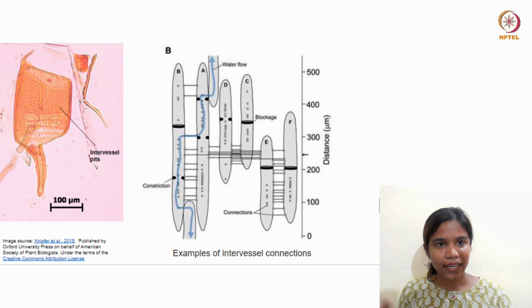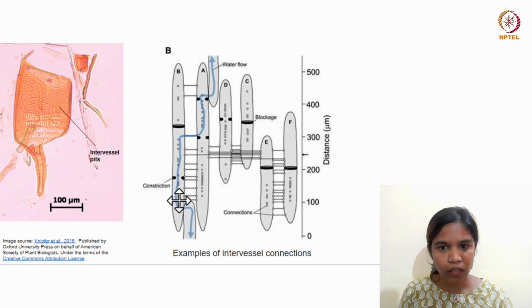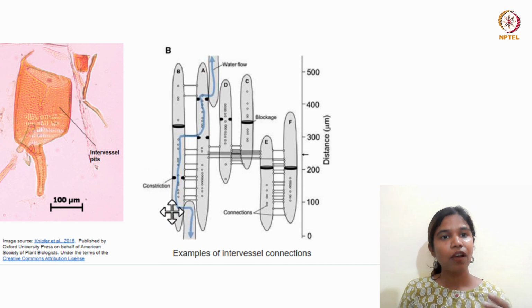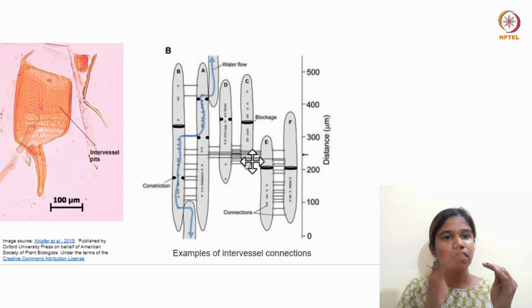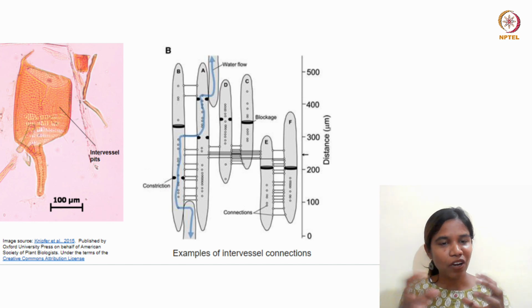This here on the right hand side is a schematic diagram. Here you can see these are different vessels, and the small circular structures that you see here are intervessel pits. As you can see, the water is moving from this vessel in the upward direction, and then it moves to the sideward direction through intervessel pit. Okay, then it's going on the top, and then you can see these connections, right? So through these connections between different vessels, water can move laterally through these intervessel pits. So this mesh-like structure is all connected through these intervessel pits.